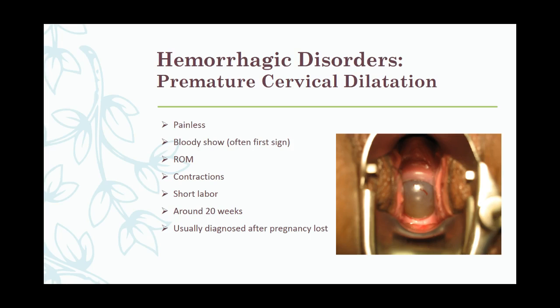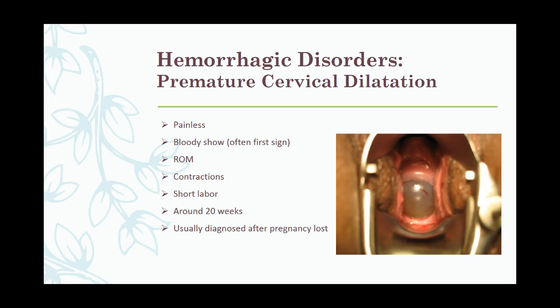They have a very short labor once they do go into labor, and usually this cervical dilation starts to happen around 20 weeks. Premature cervical dilation usually is diagnosed after the first pregnancy is lost. So there's no way to really screen people for this issue. We just know that people are at risk for it after it's already happened to them. And once this begins in an individual, it's very hard to stop.